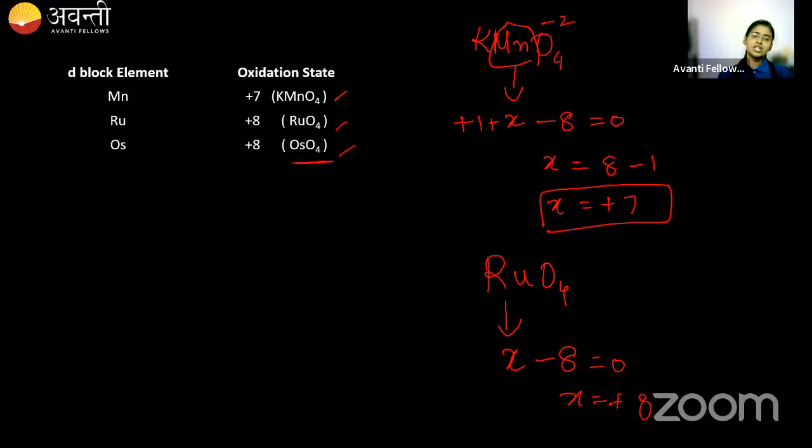Ruthenium and osmium belong to the iron group, and manganese belongs to the manganese group. So these three elements are more stable in their highest oxidation state.